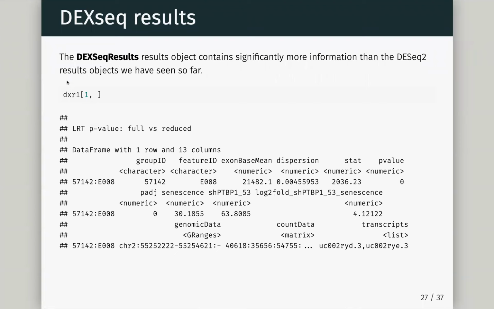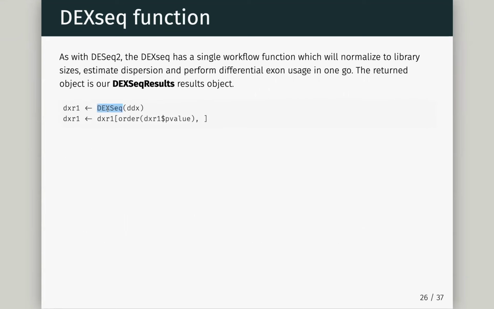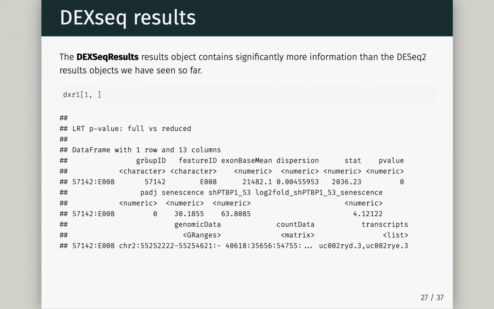If you actually look at the results, it contains a little bit more information than we had from DESeq. So this is our DEXSeq result object, straight back from this DEXSeq function. You can see it has the group ID, so that's our gene itself. It has the feature ID, so our actual exon ID, and then the information on the base means, the dispersion, the stat, the p-value. And then it has some really nice information. It has the mean expression in senescence versus SH-PTB1 knockout. It has the log fold change.